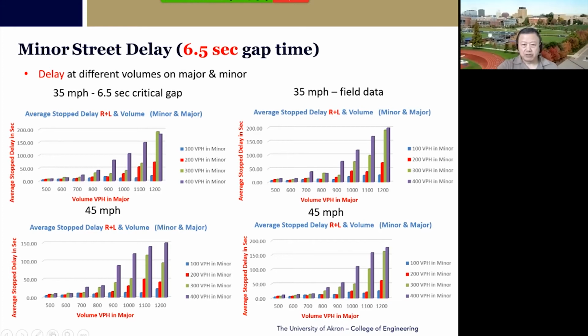Results show that, okay, very close in terms of the delay for different volume levels on the main roads. But if you read more carefully, the 6.5 seconds critical gap situation here is doing slightly better. You can see that, doing slightly better. Different colors show volumes on the minor roads. Okay, this is a simulation, we're able to do that. But in reality, it's hard to do at different scenarios.